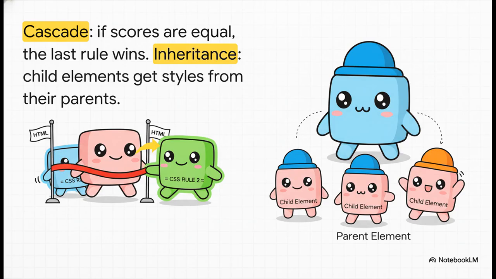So what happens if there's a tie? You know, if 2 rules have the exact same specificity score? Well, that's where the cascade part of CSS comes in. It's simple. The last rule defined in the style sheet is the one that wins. And then finally, there's inheritance. That's just the natural way some styles, like font color, just flow down from a parent element to its children, unless you specifically tell them to do something different.